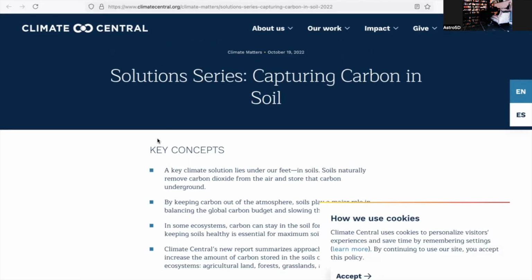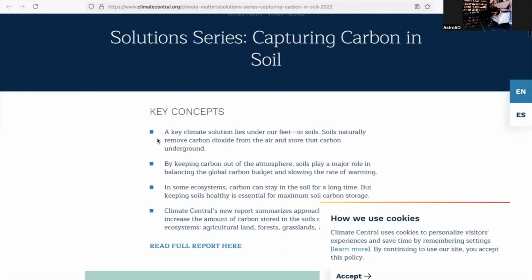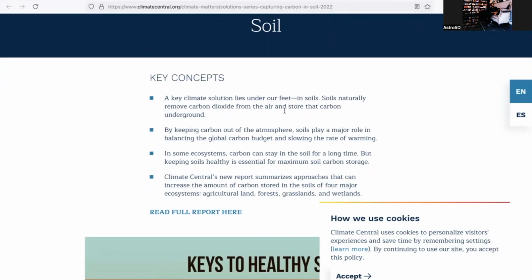From Climate Central, Solution Series, Capturing Carbon in Soil. Key concepts. A key climate solution lies under our feet in soils. Soils naturally remove carbon dioxide from the air and store that carbon underground. Now, think about that for a second. What else is stored underneath soil? Your food. Carbon plays a vital role in the growth of produce. Not only food, but when you go to drink pop, what is another word for pop? Carbonated beverage. Boy, it's everywhere.